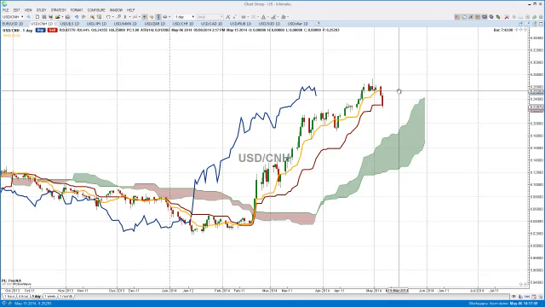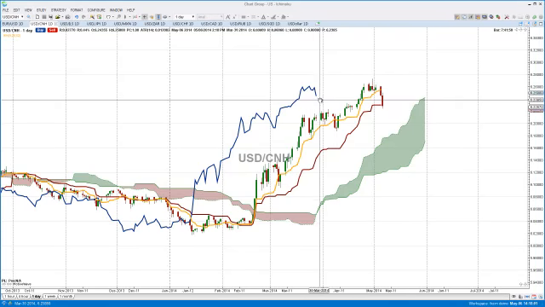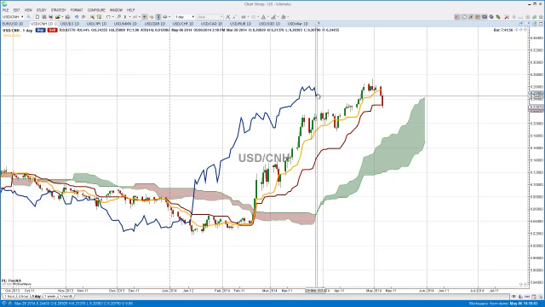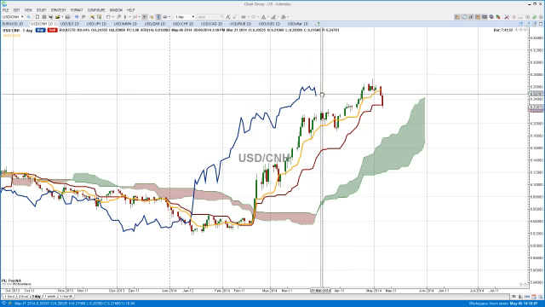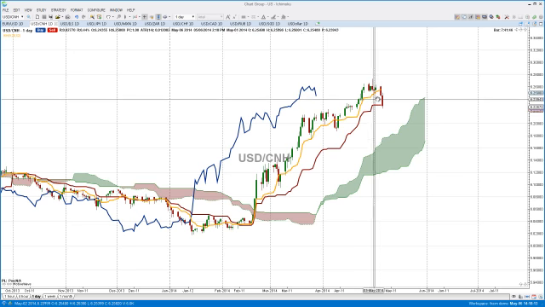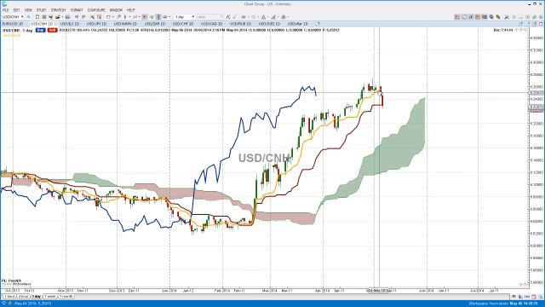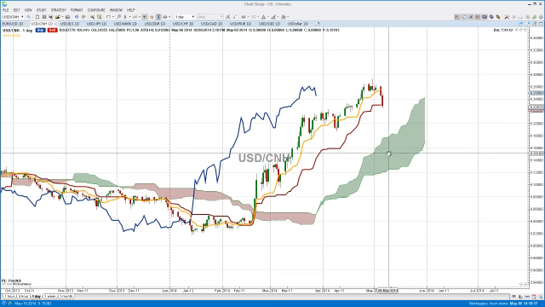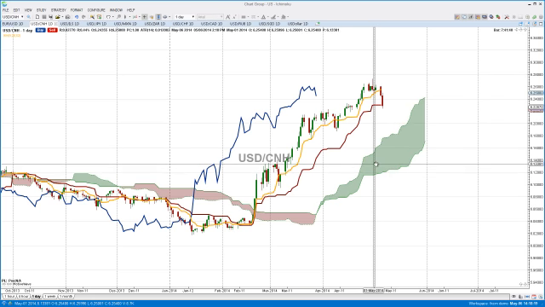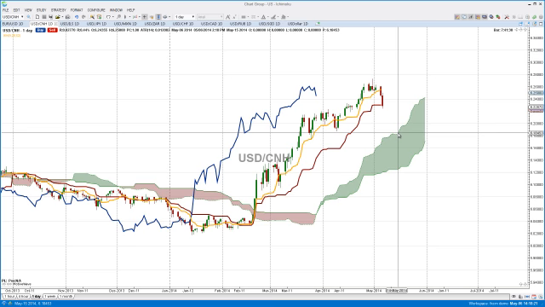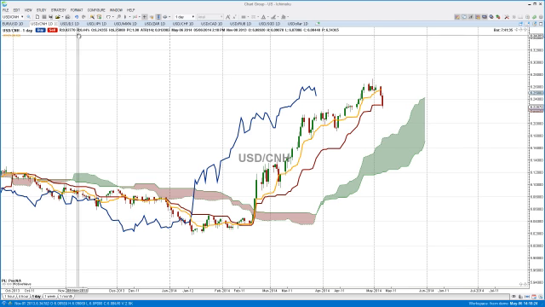breaking through the Kijun-sen. Currently the Shikao is pointing downwards. I'd like to see that pointing upwards before we take any long positions. And price, Kijun-sen, Tenkan-sen is not in the Kumo at all, so we'll be monitoring this in the next couple of days and see where we're looking on that. Let's move to the next pair.